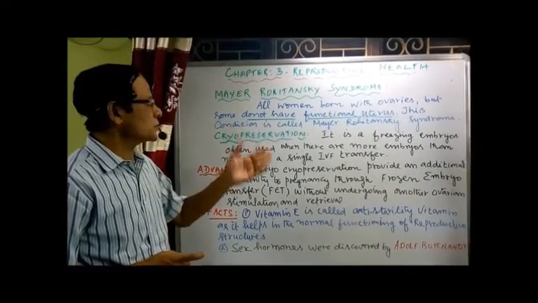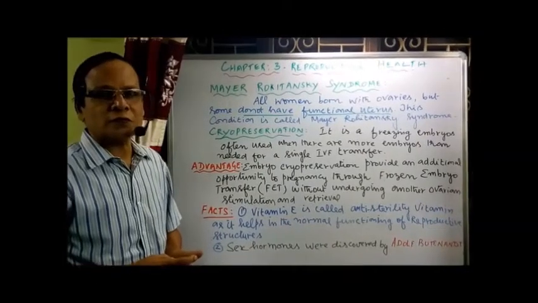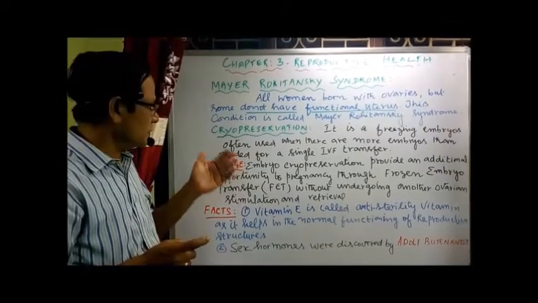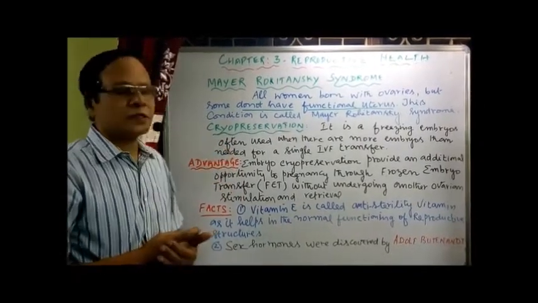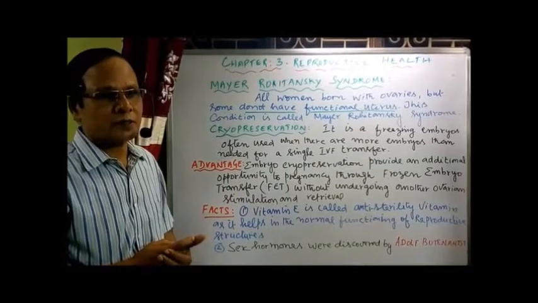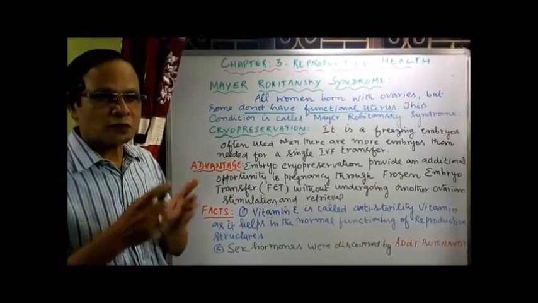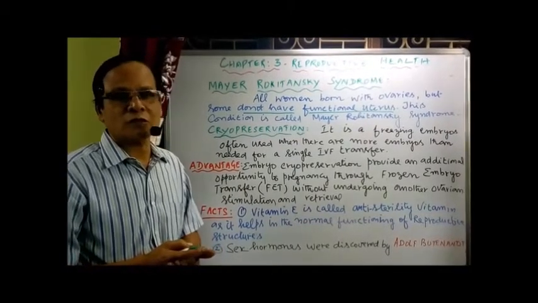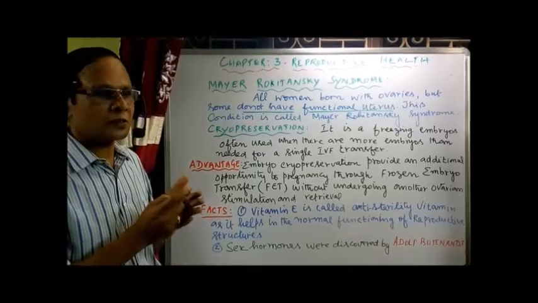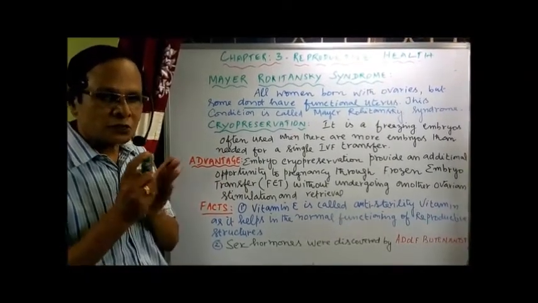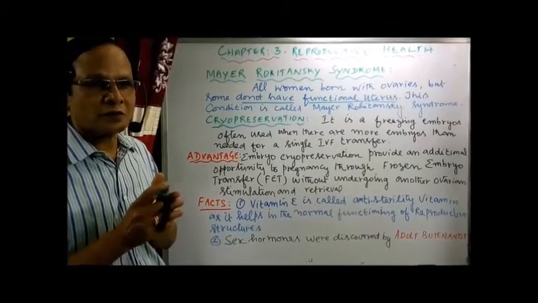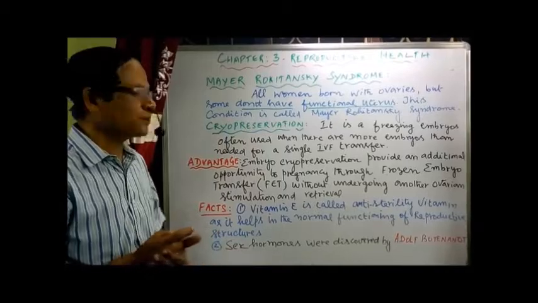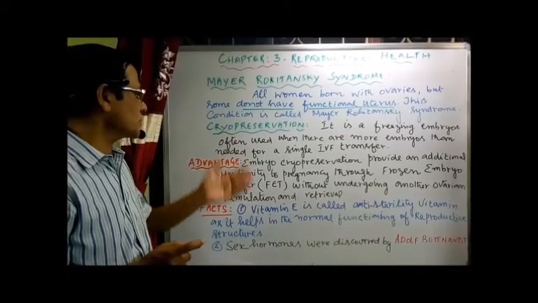Now, what is cryopreservation? It is a method of freezing embryos. When there are more embryos present than needed for a single IVF treatment, the extra embryos are stored in a frozen condition at minus 196 degrees Celsius using liquid nitrogen. This method is called cryopreservation. Preserving embryos, semen, or ova in a frozen state is called cryopreservation.